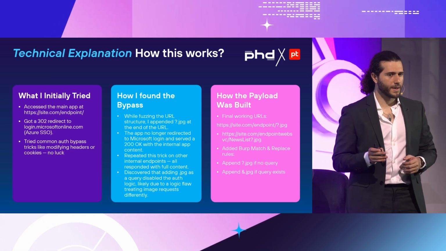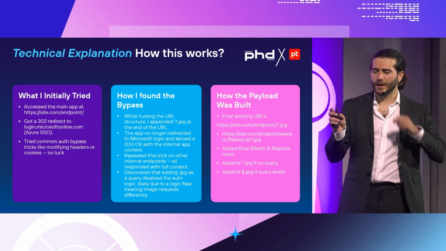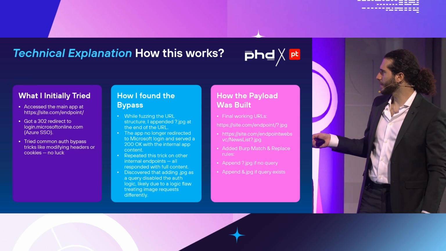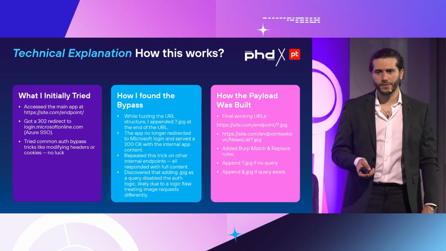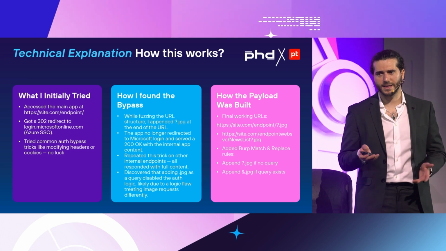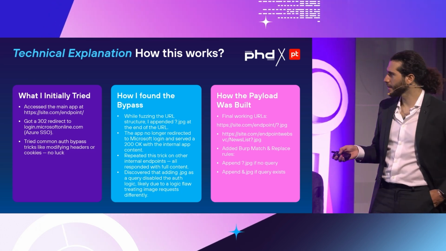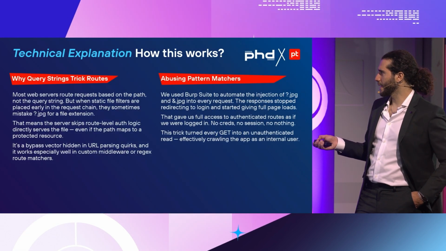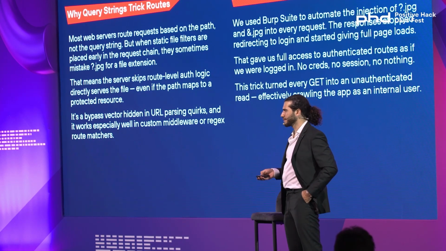Once we find this kind of vulnerability, we can use a Burp Suite match and replace rule to automatically replace the suffix of the endpoints and always add the specific bypass payload. So as we browse, it gives us access automatically without restricting any authentication. This trick turned every GET request into an unauthenticated read, effectively crawling the application as an internal user.